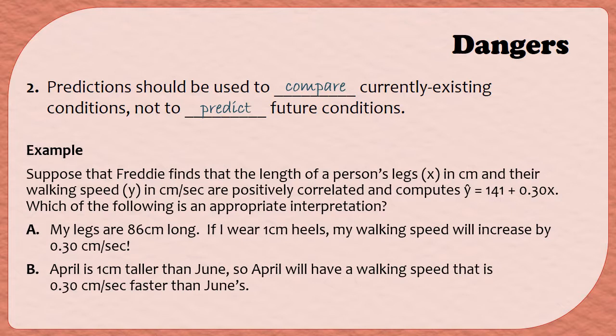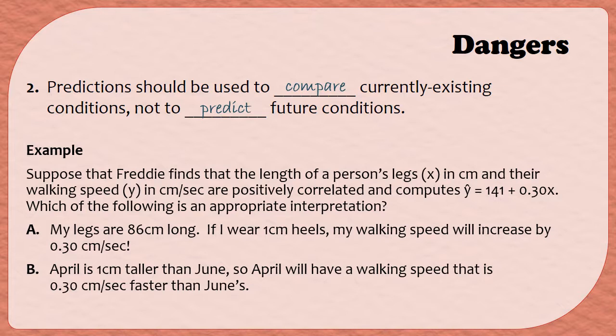So if I look at this least squares regression line, I notice it has a y-intercept of 141 because that's the number that doesn't have the x beside it, and it has a slope of 0.30. So what this means is that two people who have leg lengths that are 1 centimeter apart are likely to have walking speeds that are 0.3 centimeters per second different.